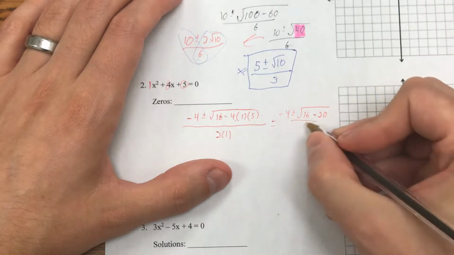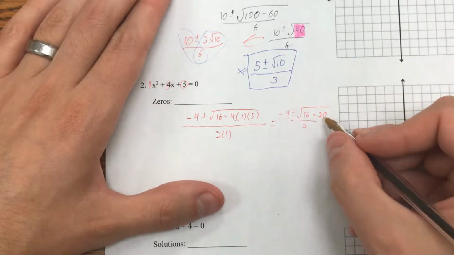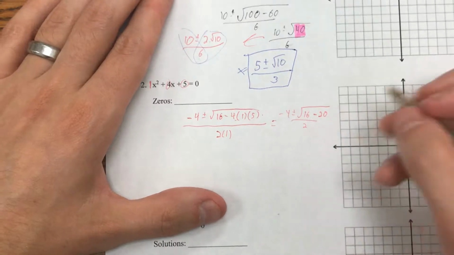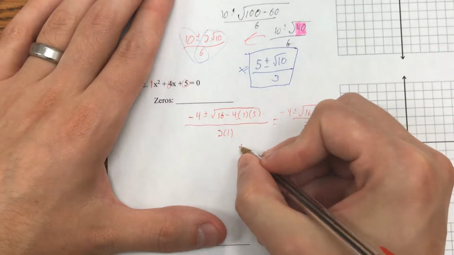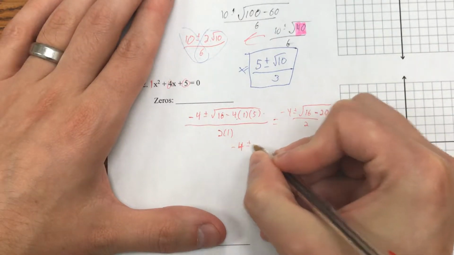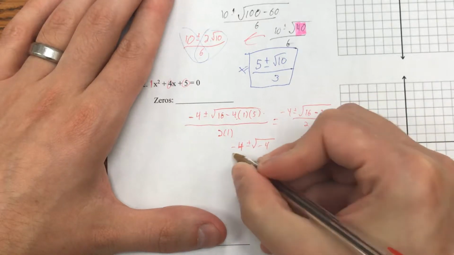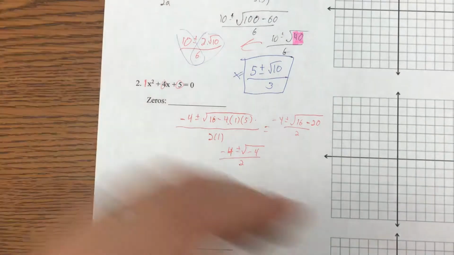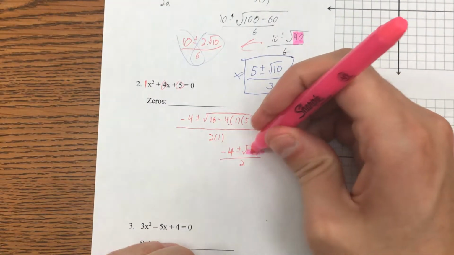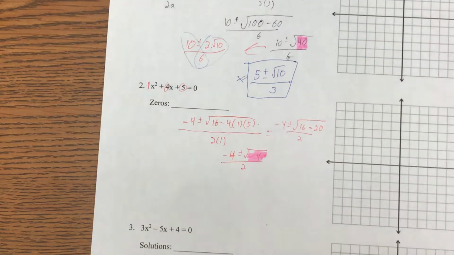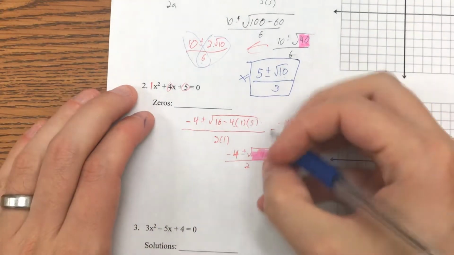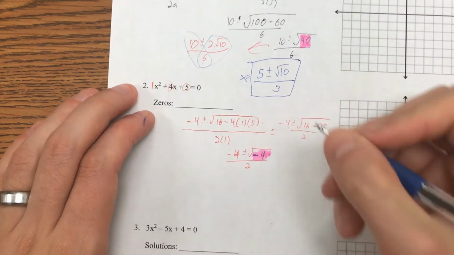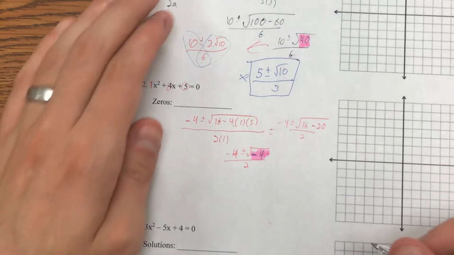And then stuff. 16 minus 20 is negative 4. So you get negative 4 plus or minus the square root of negative 4 over 2. And the discriminant is done. The discriminant's right there. It's negative 4. So if I'm just asking for the discriminant, you're going to say negative 4. But since I am not just asking for the discriminant, but also solutions, we have to keep going.